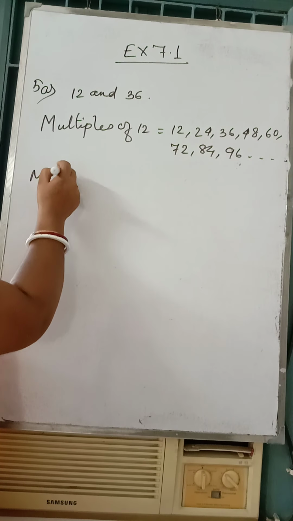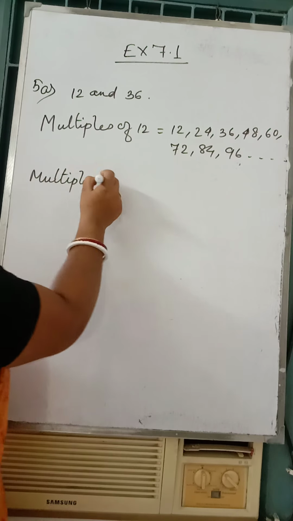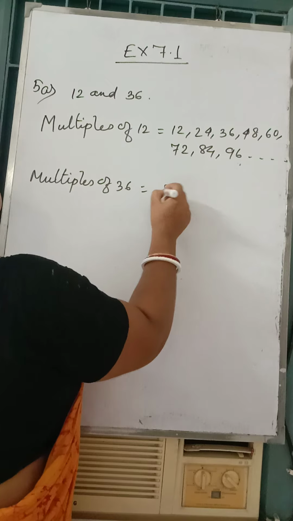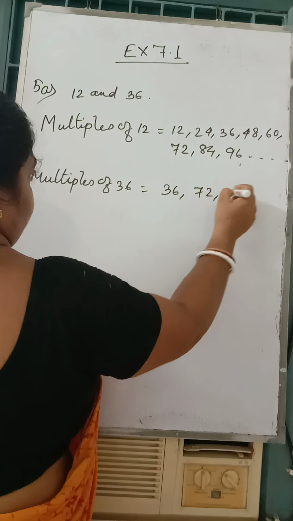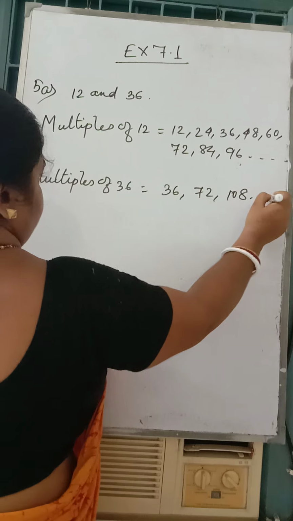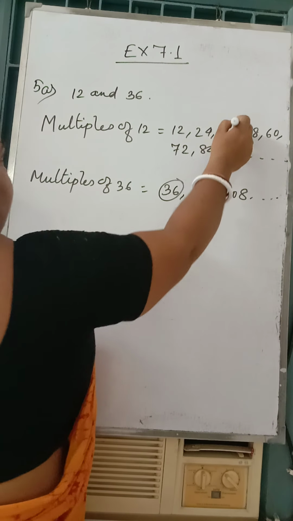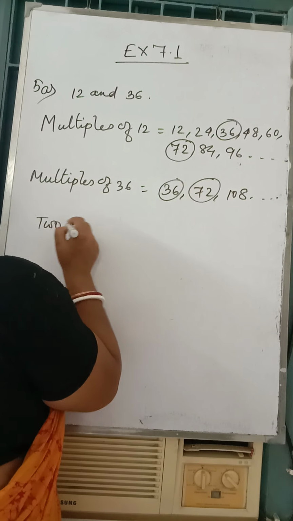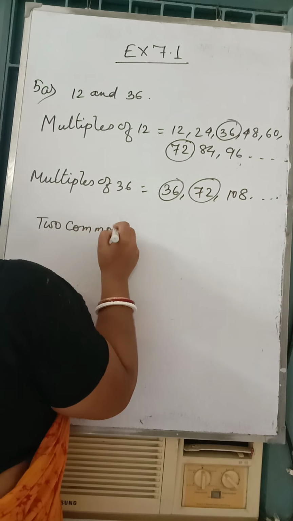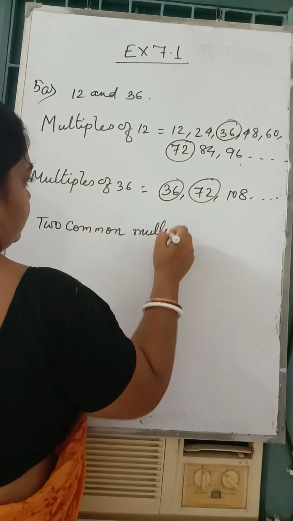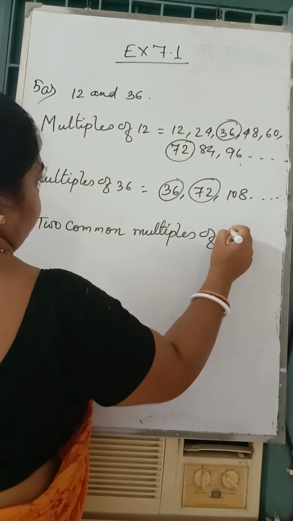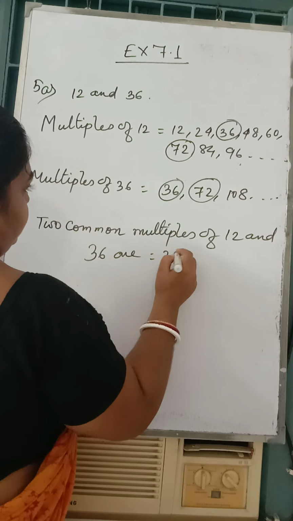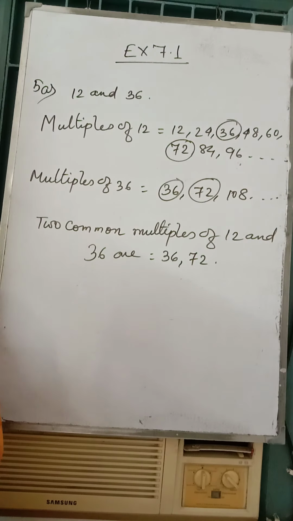And multiples of 36. Now you can see two common multiples, 36, 72. So we'll write two common multiples of 12 and 36 are 36 and 72. This is option number 1.